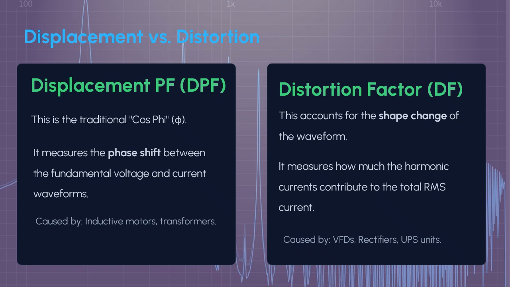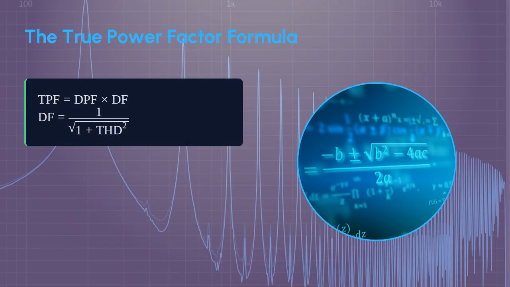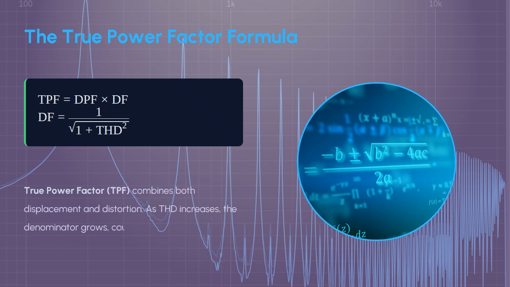The true power factor formula. This brings us to the math. As you can see in the formula here, true power factor is the product of the displacement power factor and the distortion factor. The equation is unforgiving: as total harmonic distortion, or THD, increases, the denominator grows. This causes the distortion factor to drop below 1.0, mathematically dragging your true power factor down with it.